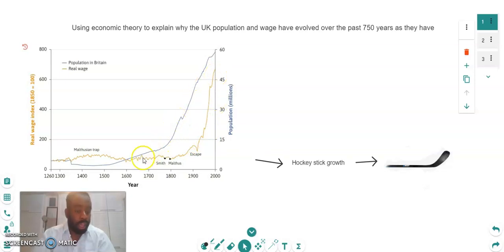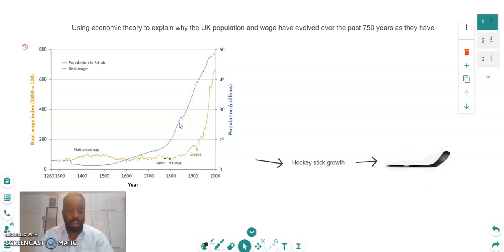Similarly, with the population shown in blue, it's a bit stagnant, with a little bit of growth from 1260 to 1800. However, once we get to 1800, there's a big sharp upturn and it increases very fast here as well. In economics, this is known as hockey stick growth because the growth lines take the shape of a hockey stick, with the handle representing the slow, stagnant bit and the end representing this very sharp upturn in growth.